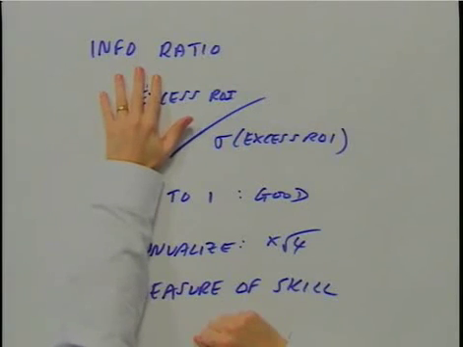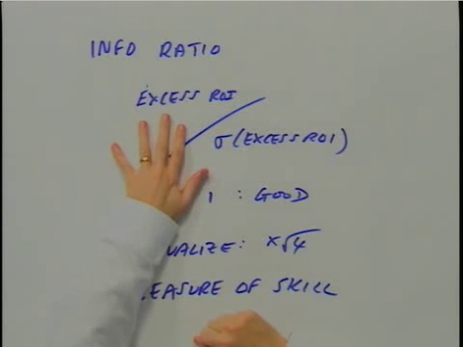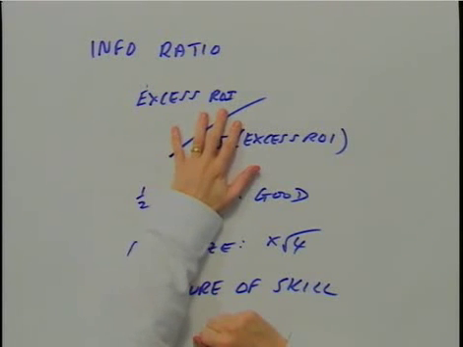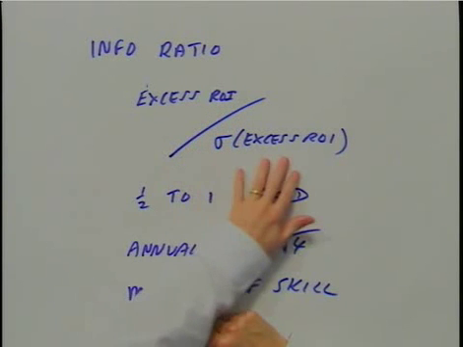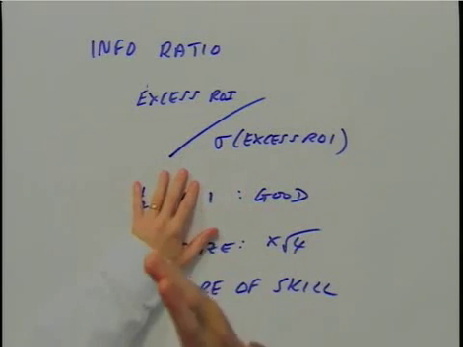And finally, the information ratio, which has become quite common in the industry as a measure of skill. The information ratio, it's again a ratio. The numerator has the excess rate of return over a benchmark, and the denominator is the volatility of that excess. So what you would do is you would line up the returns of the manager on perhaps a quarterly basis. You could do it on a monthly basis. You would line up the returns of the benchmark.